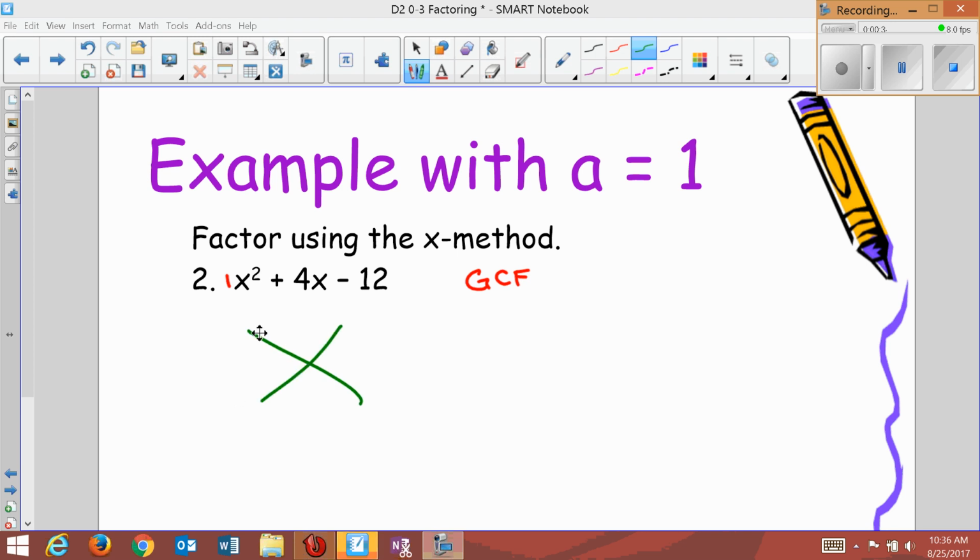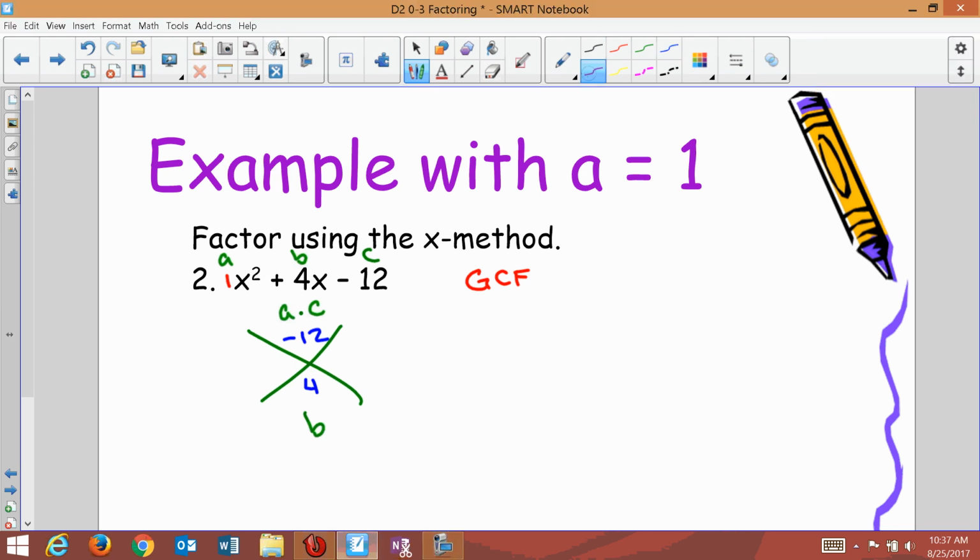What you do is you draw an x, and you're going to put the terms a times c, or the product of those terms, here, and the b is going to go there. Now remember, this is my a, this is my b, this is my c. So a times c is 1 times negative 12. So I'll have a product of negative 12 when I multiply 1 times negative 12. And then on the bottom, I'll have the number 4. So factors of negative 12 that add up to 4.